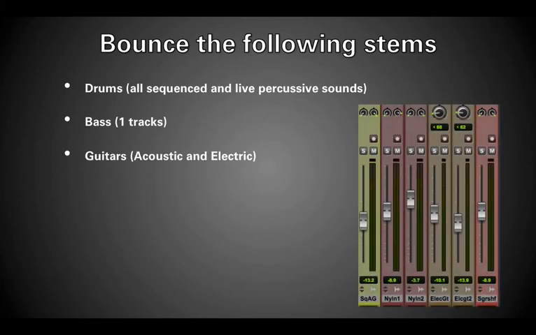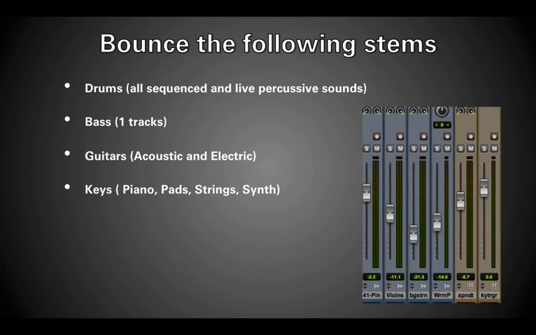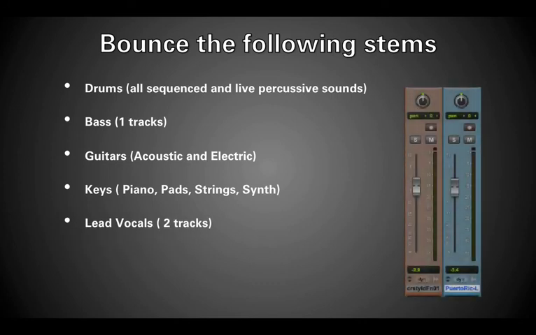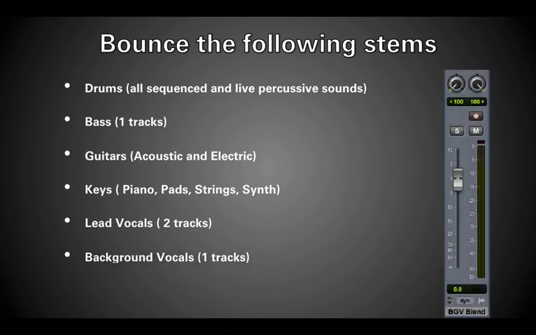All your guitars. Now, some engineer might make the choice of making separate stems for the acoustic and the electric guitar, but for our project it's easy enough to just bounce all the guitars, acoustic and electric, down to one stem. All the keys. So we have piano, pad, string, synth. Don't forget the gated pad and its trigger, which you won't hear since it's only there to open and close the gate. Lead vocals. Now there are two tracks. There's the regular lead vocal and the ad-lib lead vocal. And the background vocals, which should be at this point one stereo track.